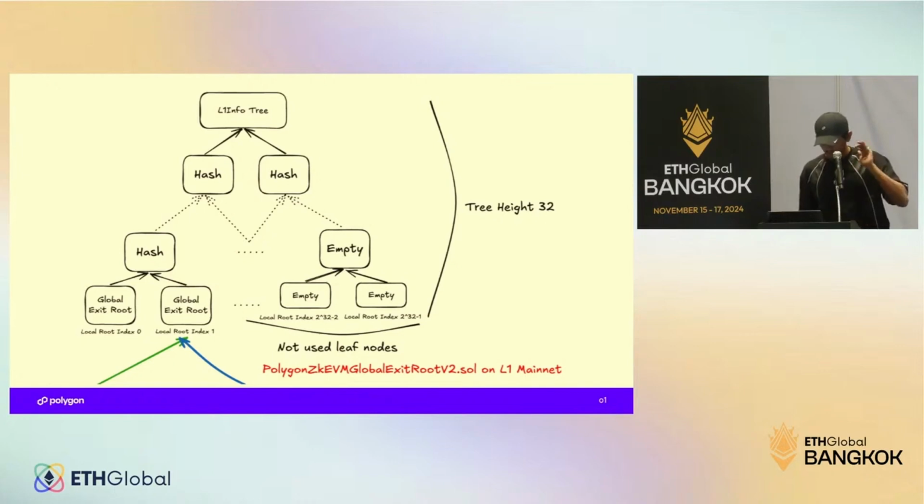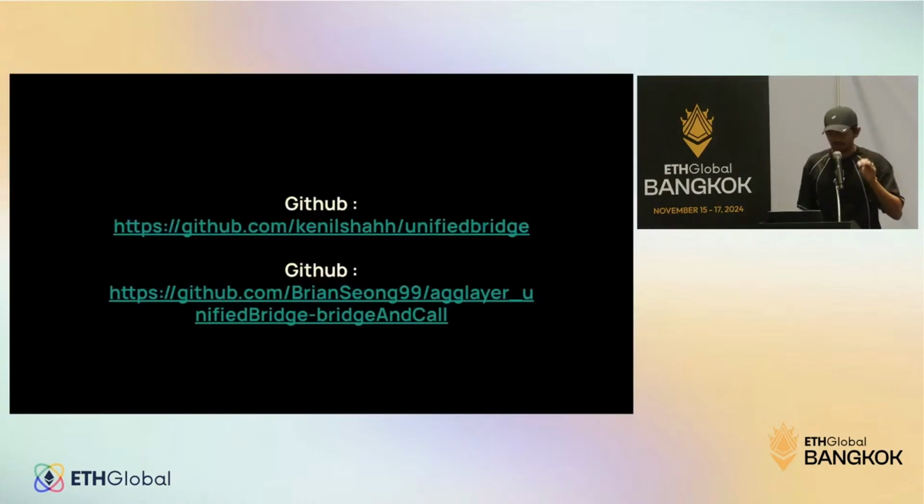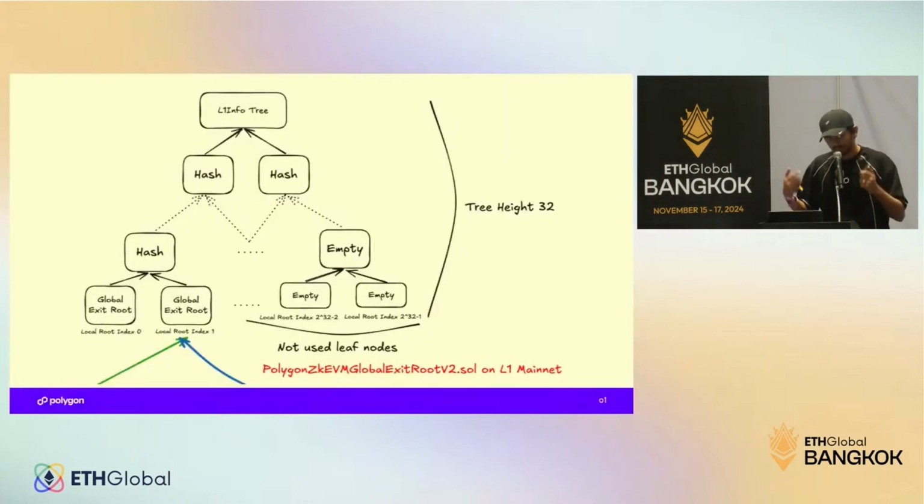So yeah, this is the whole architecture. I would not deep dive into it, but you just need to keep in mind that the global exit route is the route that you need to get to claim the asset on the destination chain, because we are waiting for the L1 finality here. So yeah.